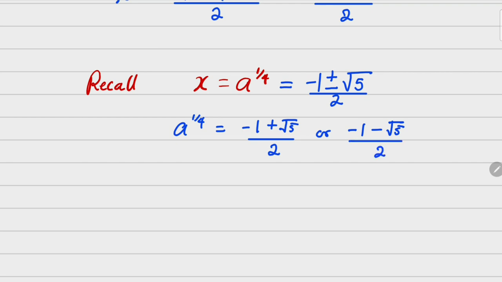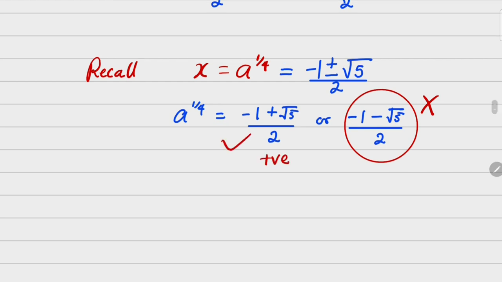There is something that I need you to understand here. You see, the fourth root, which is an even root of any number, cannot be negative. All right? Since it cannot be negative, then it cannot be this. So we're taking this one out because that is negative and this is positive. So this is the correct thing.